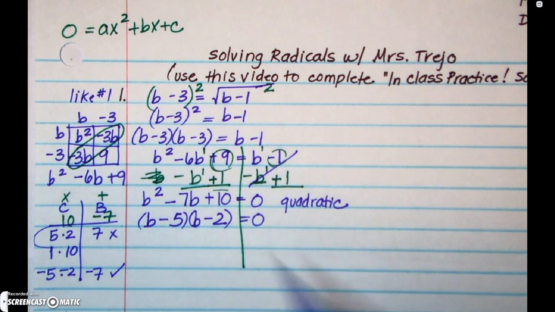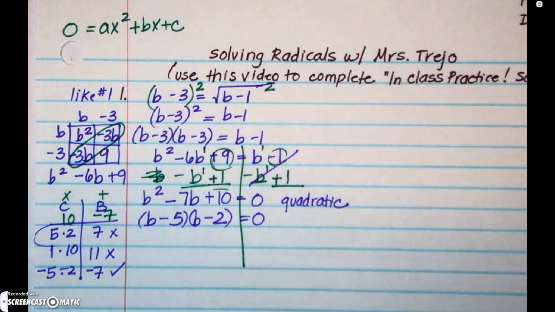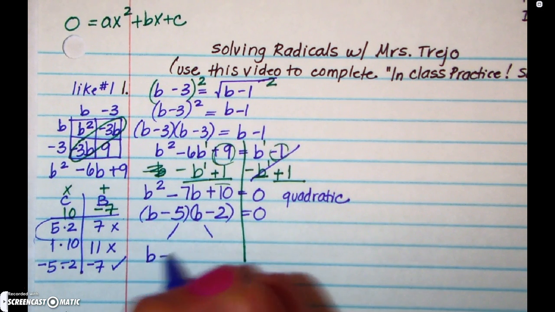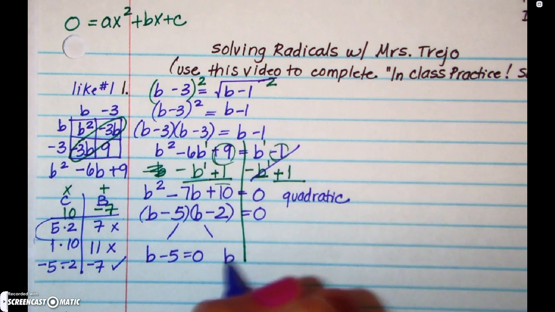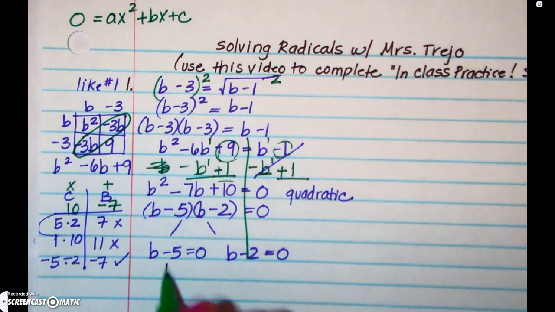I'm going to put b's on the inside. 1 plus 10 gave me 11, so that's why we didn't go with 1 and 10 as your factors. So now you have two possibilities. You have the possibility that b minus 5 is equal to 0, or that b minus 2 is equal to 0. In order to solve for b, you have to do the opposite of what's being done.